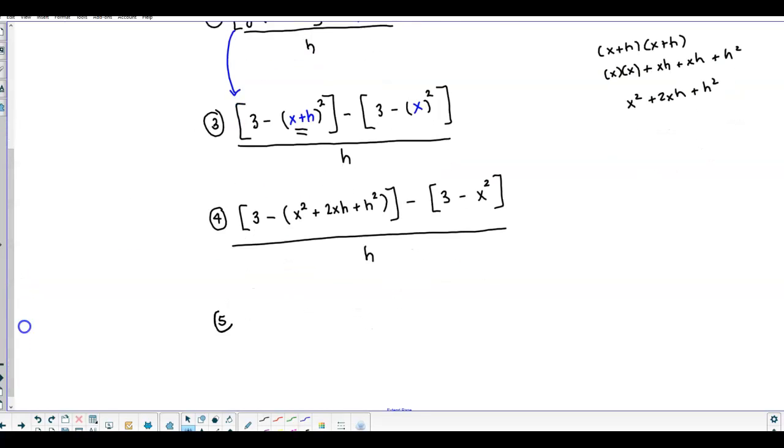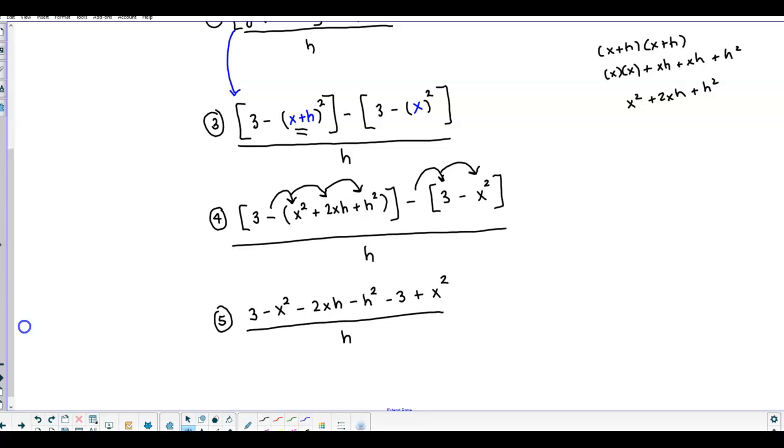Now, in step number 5, we need to distribute this minus sign to all of those terms. So in the numerator on the left, we get 3 minus x squared minus 2xh minus h squared. And then over here, we're going to distribute this sign to those two terms, which is going to give us minus 3 plus x squared, all divided by h.